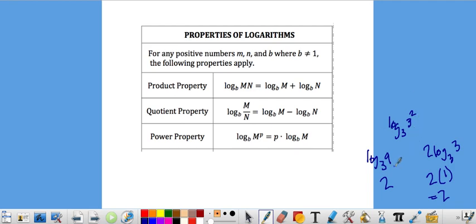It works with any kind of number. This is a pretty easy example to see. 3 squared is 9, so you get 2. But if you do our property, you get the same thing as well.